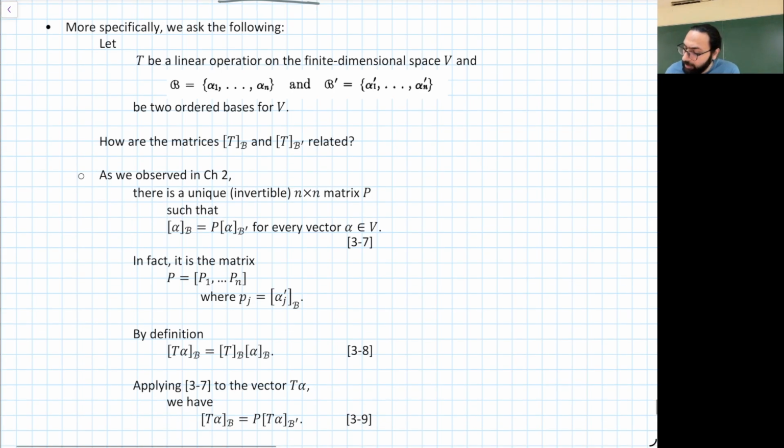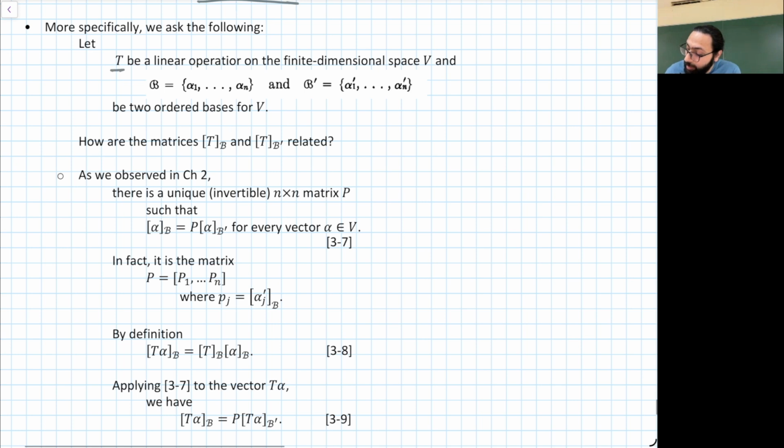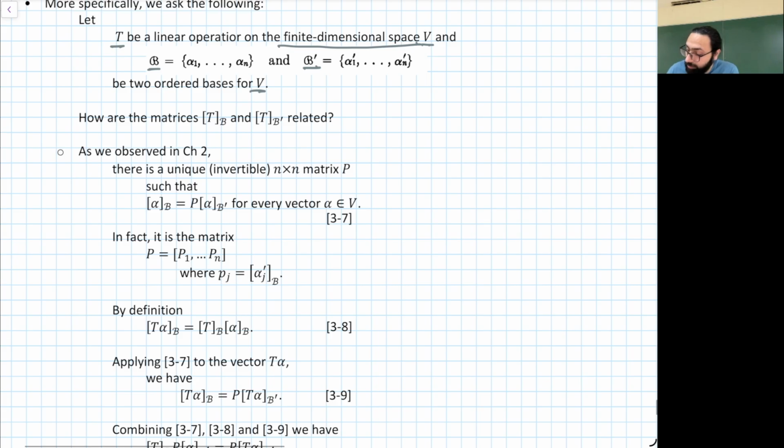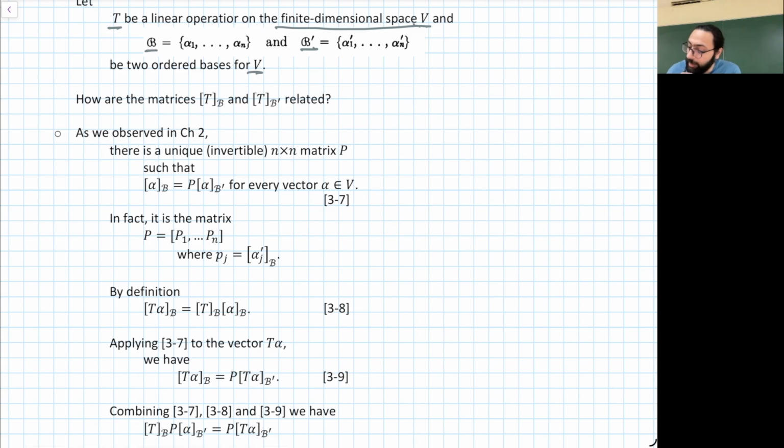Okay, so let's continue. Let T be a linear operator on the finite dimensional space V. B is alpha 1 to alpha n, B prime is alpha 1 prime to alpha n prime, and suppose these are two ordered bases of V. This is fine. For the same vector space, we can have multiple bases. That's not a big problem. So the question formally is, how are TB and TB prime, these two matrices, related?